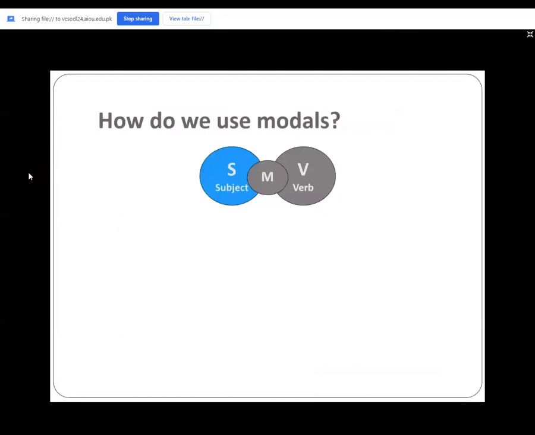Subject, modal verb, and verb. Right? Example: Mary could play the piano. Now, there are three colors, as you can see. They differentiate between the subject, modal verb, and the main verb. Right? So, Mary is the subject, could is the modal verb, and play is the main verb.